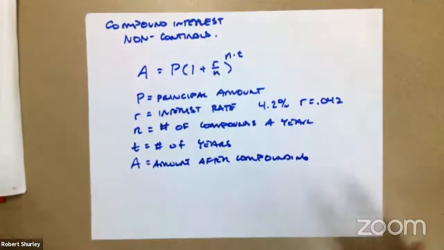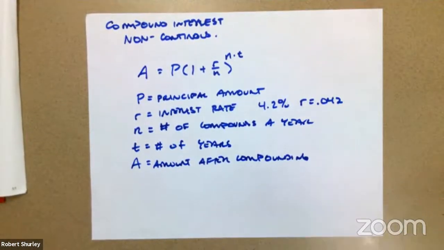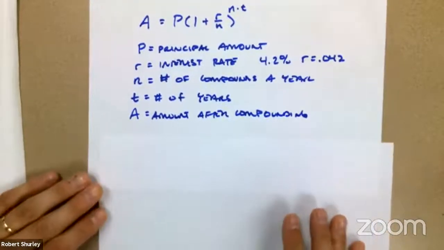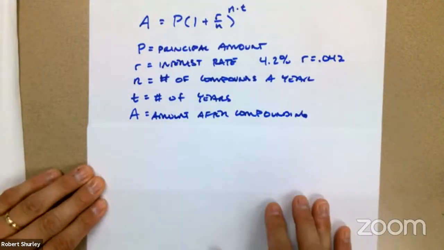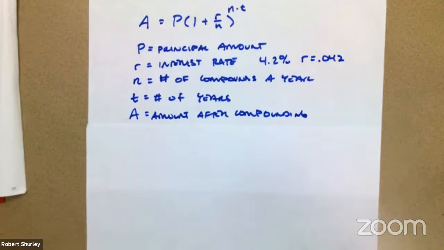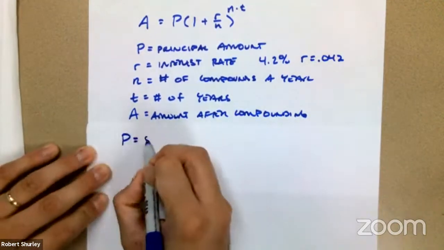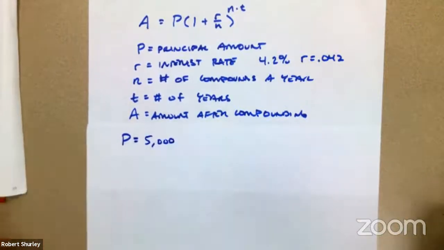I'm going to do a basic example, a real-world one, on a CD rate. I believe CDs are compounded monthly, so we'll just assume they are for this example. Let me get some more paper. Let's say we inherit $5,000 from our favorite aunt.